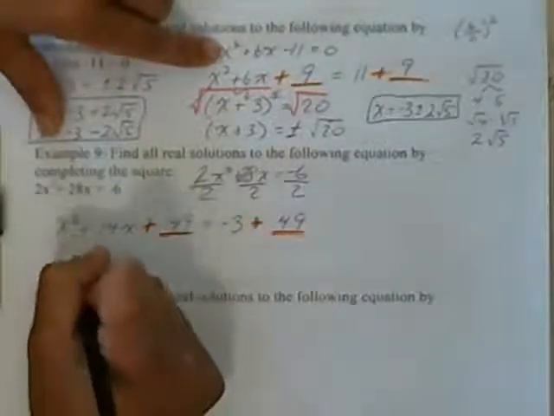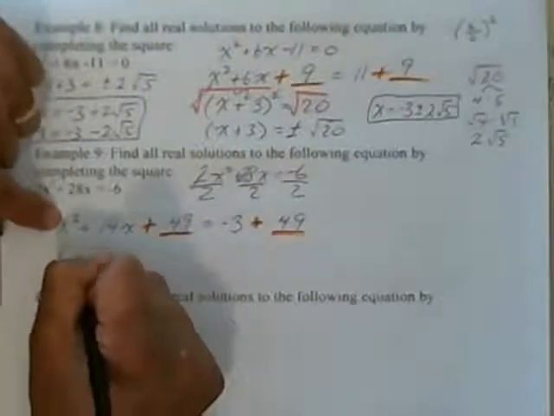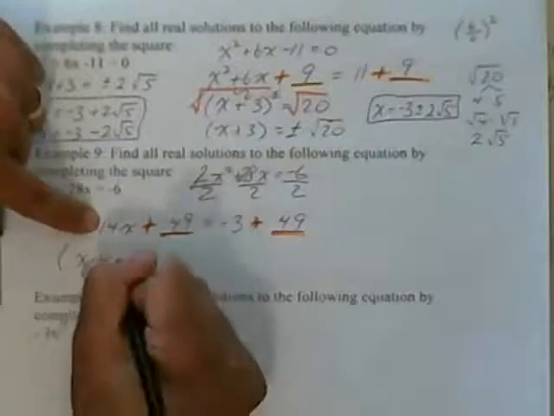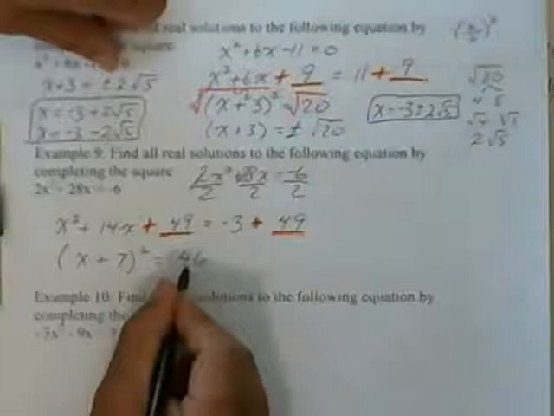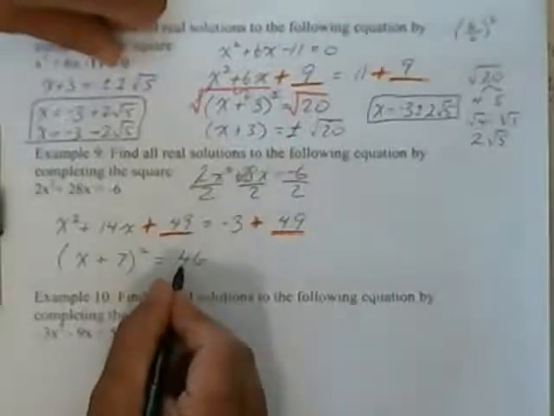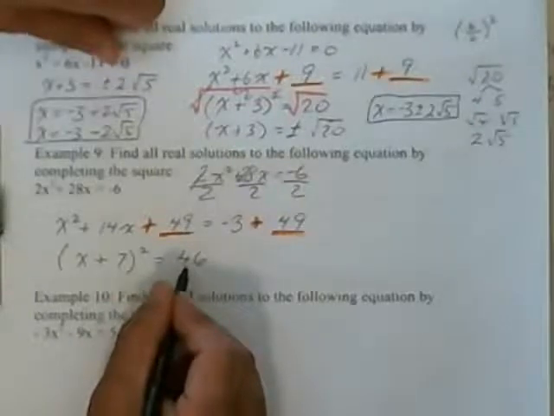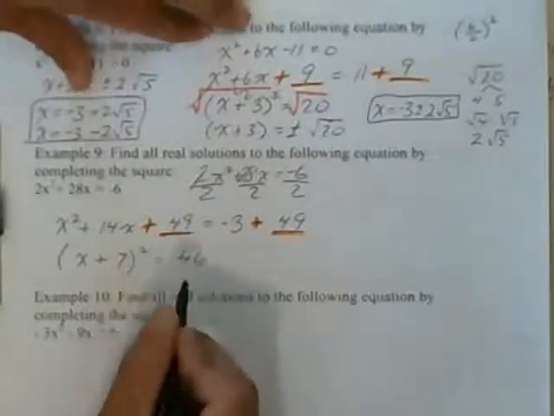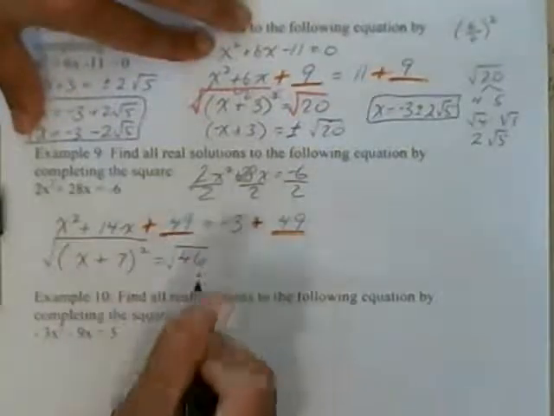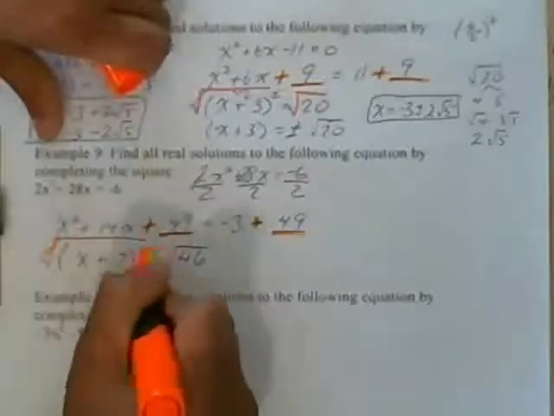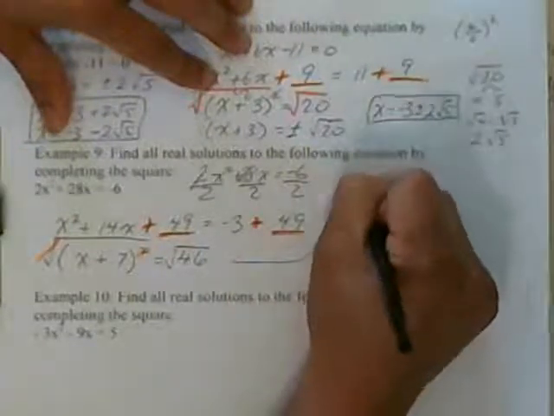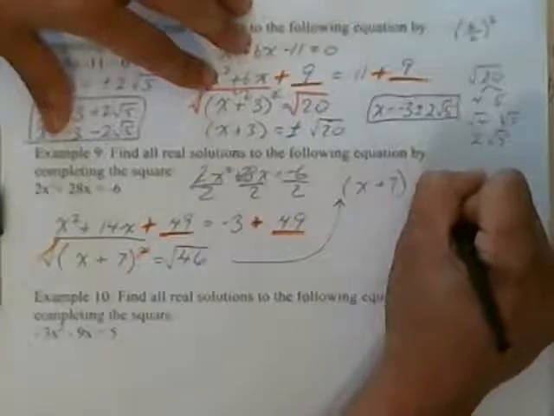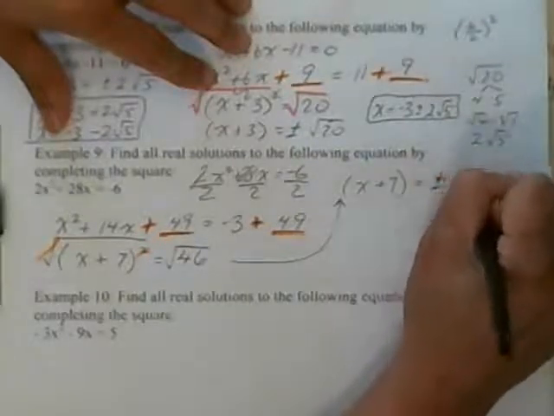We know that this factors to x plus half of 14, which is 7, squared, equal to 49 minus 3, which is 46. Can you factor out a 4? You cannot. Can you factor out 25? You cannot. Can you factor out 16? You cannot. So this is irreducible. Take the square root of the left side and right side. The square root of the square cancels. You end up with x plus 7 is equal to plus or minus, don't forget your plus or minus, radical 46.